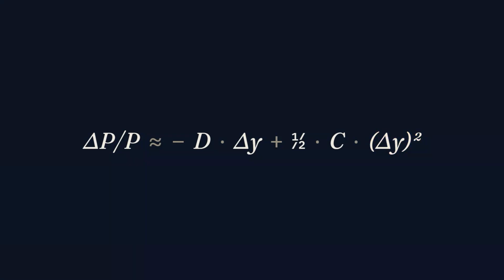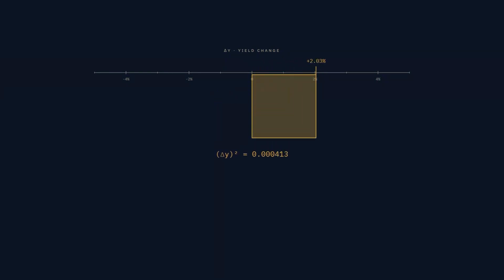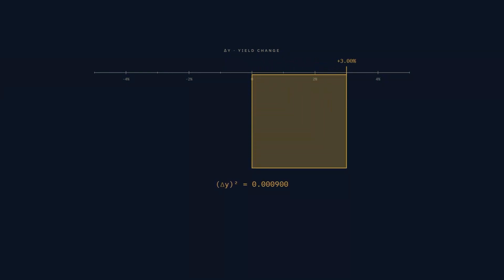Long before anyone wrote a formula, squaring a number meant something physical: drawing a literal square with the number as its side length and reading off the area. So slide the rate change from positive 3% through 0 down to negative 3% and watch the square get drawn beneath the number line. When the rate change is plus 3, the square has area 9.